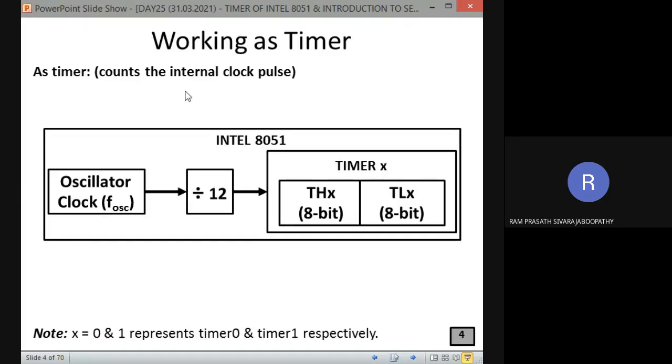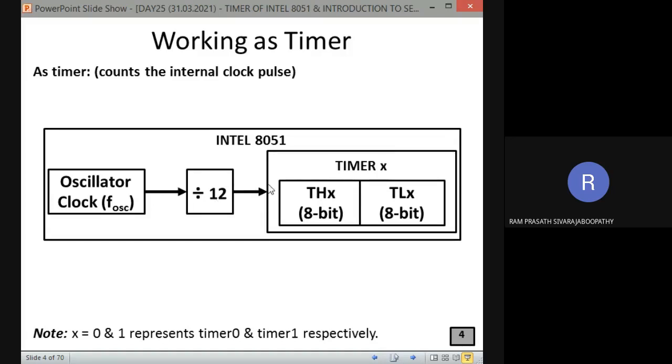The timer is going to count the internally generated clock pulse. Whether this clock pulse is fixed or going to change: if I give 12 megahertz input, the timer gets 1 megahertz clock input. Correct? Will it change at any point of time, unless you change the crystal value, or remain the same? Yes, it is not going to change. That means it is counting a fixed pulse.